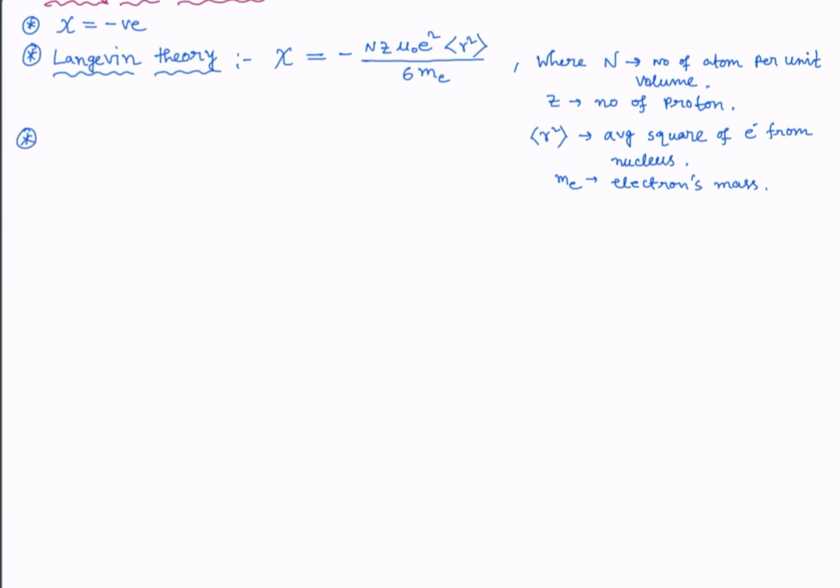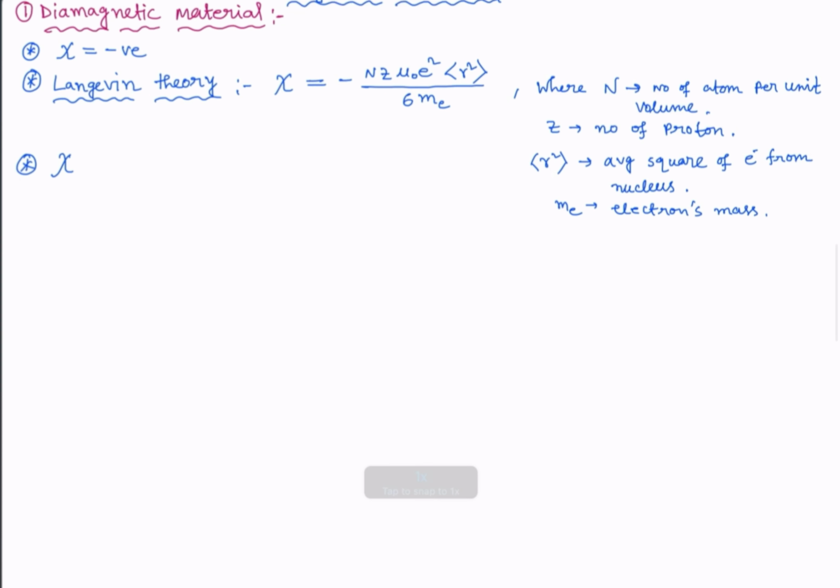So we see that diamagnetic susceptibility is independent of temperature, and also diamagnetic susceptibility is proportional to the number of atoms per unit volume, and also the average square distance of the electron from the nucleus.